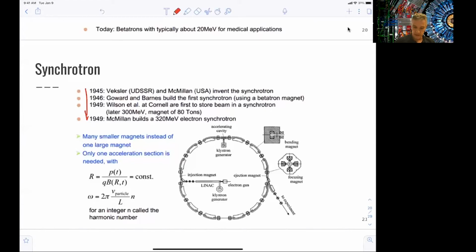So the particle passes by here, it's being accelerated, and then you have magnets across the ring, which are able to change their field strength. Again, if you have constant field strength, the radius changes, but if you're modifying the field strength according to the speed of the particle, you can keep the particles in the same circular structure.